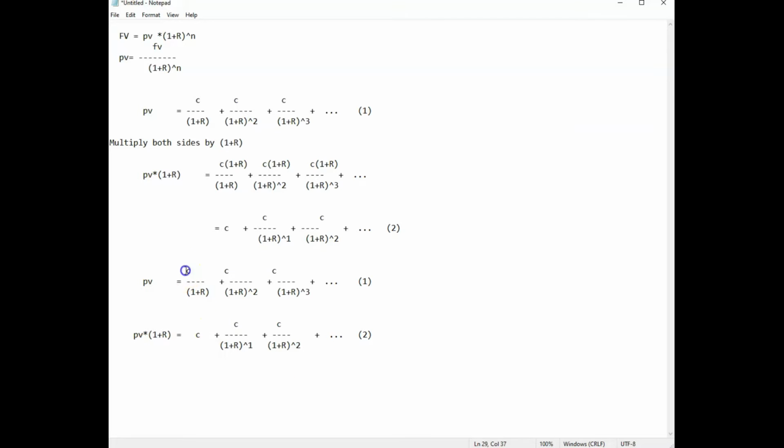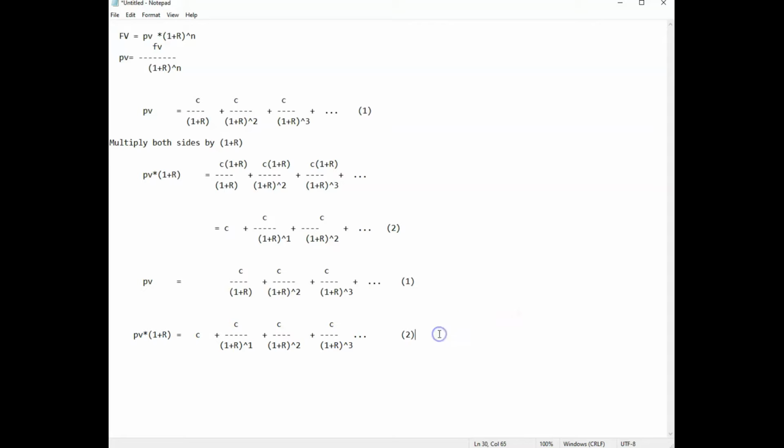Let's make this one quite similar. The first item here is the same as this one. I'm going to make it quite easy to understand, so I'm going to align them. This should be plus, so this should be identical to this one. So c over 1 plus r, power will be 3.